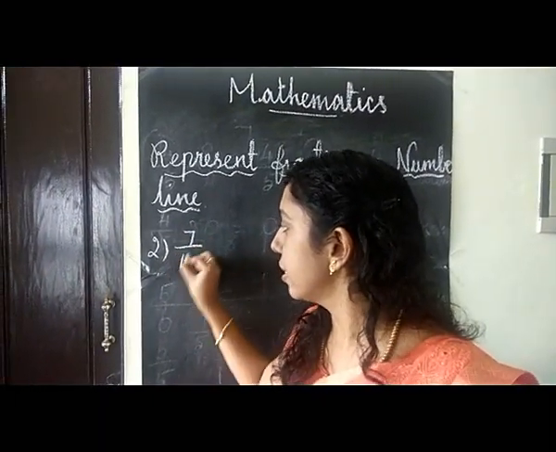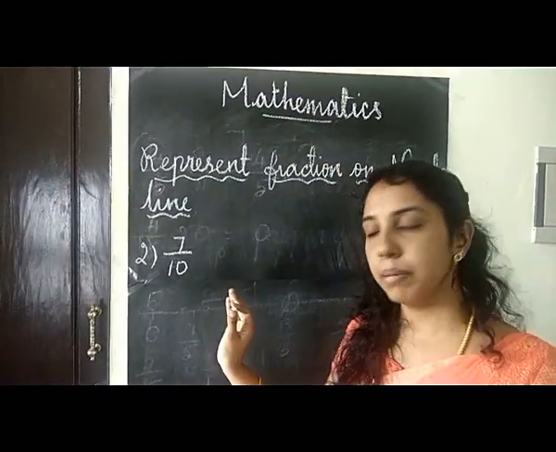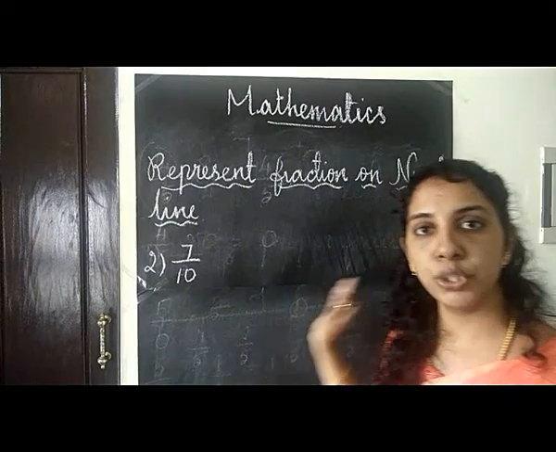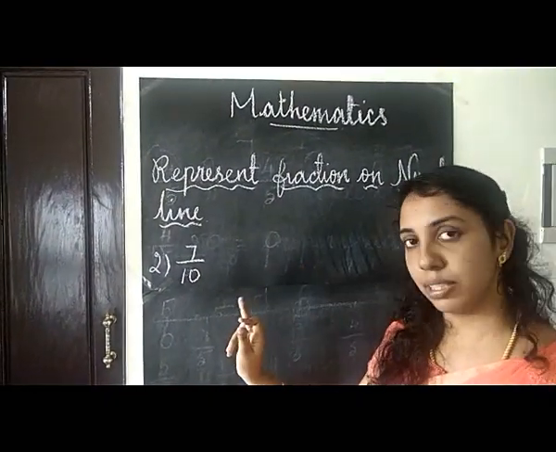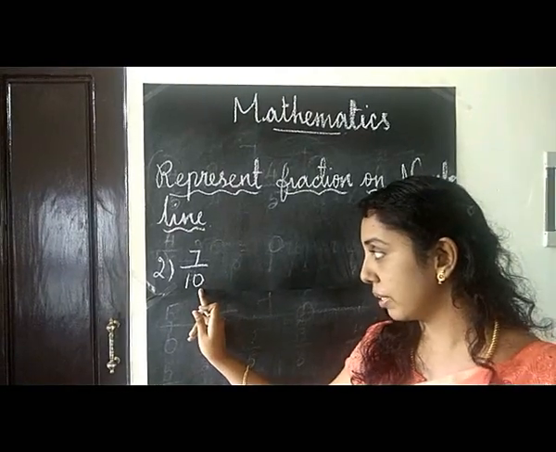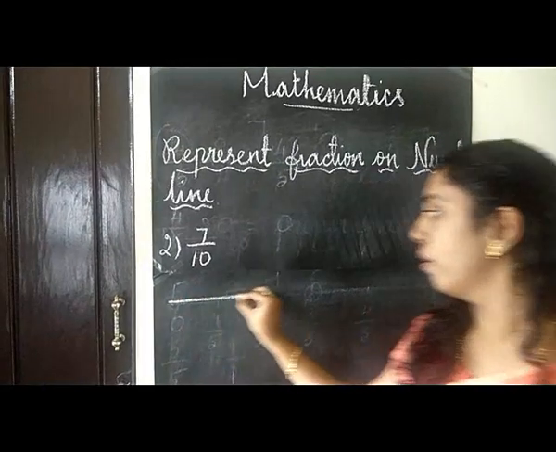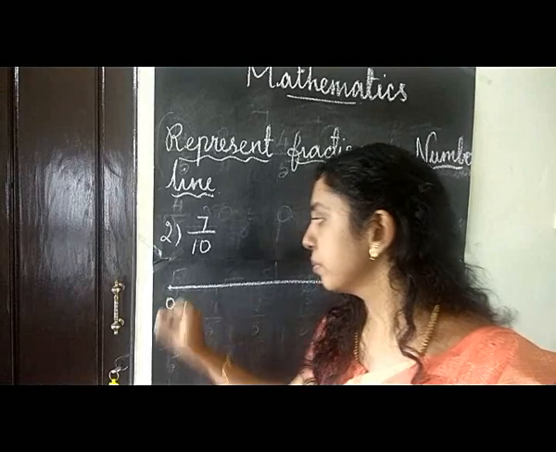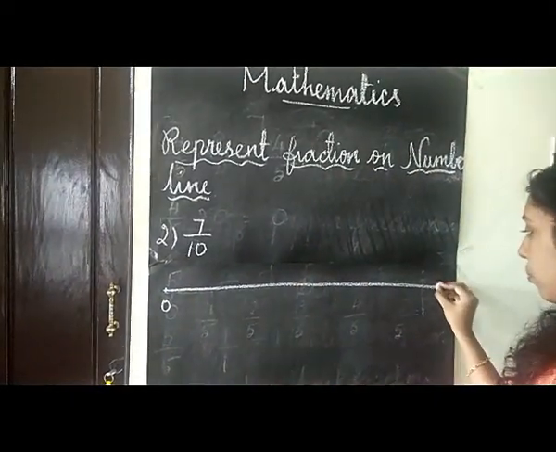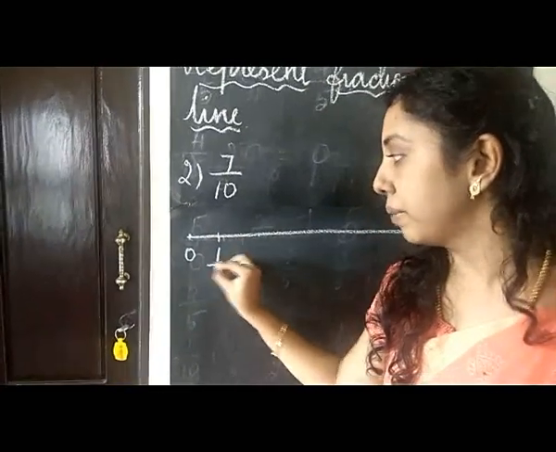7 by 10. So as I said, we are going to draw a number line start from 0 and end to 1. How many divisions we have? 10 divisions. Why? Because the total number is in the denominator, that is 10. So it's a number line start from 0 and end to 1. First number is 1 by 10.